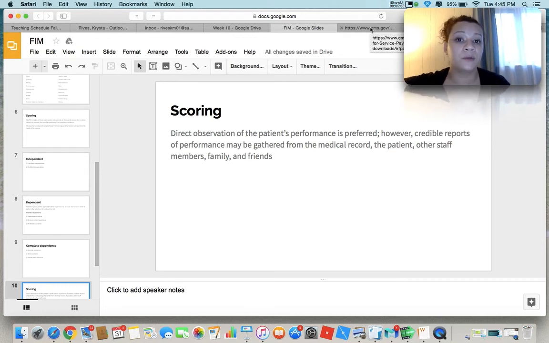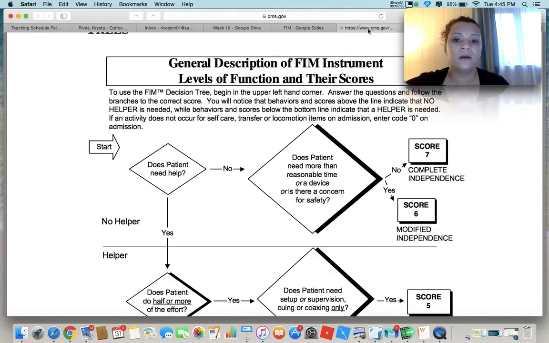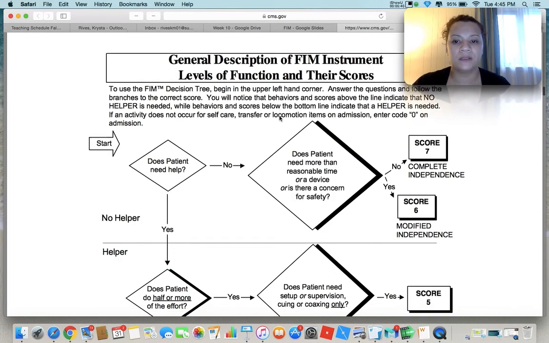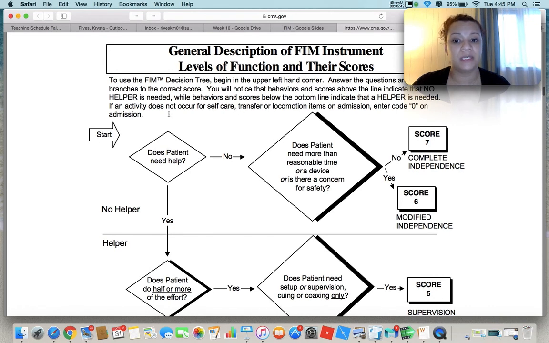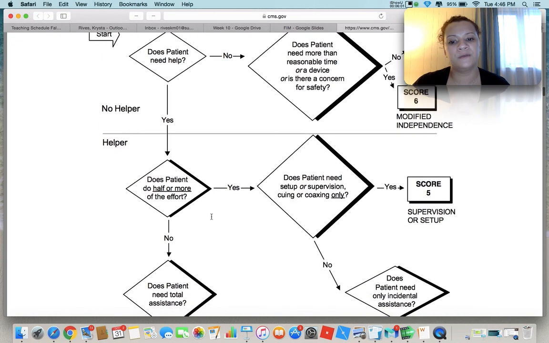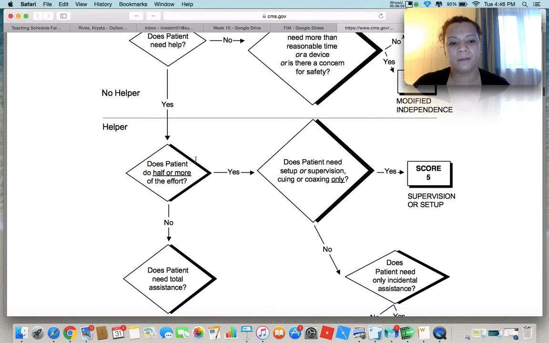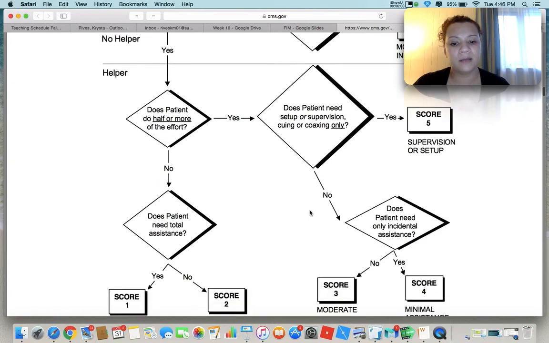When you come to class, we're going to be doing scoring for the FIM. One of the things that I have for you is going to be a decision tree because there are more levels of scoring with the FIM. So this is very, very simple, helps you break it down. So you start here. Does the patient need help? Yes or no? So if it's a no, it asks you a question here so you can determine if they're a 7 or a 6. If it's a yes, then you're going to move down. And you're going to work through all of these questions to help you get to your score.